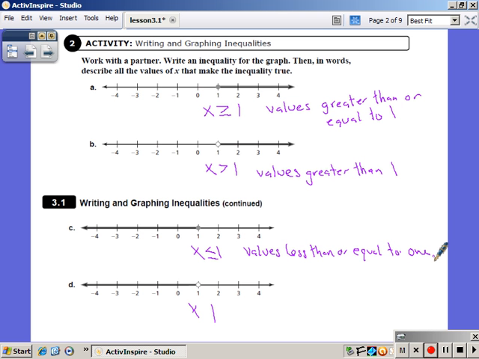The only difference again between C and D is open dot versus closed dot. We still have values less than 1. We can't use that value of 1. So if you see that open dot, that means that particular value is not included as a solution. We are not allowed to use that. 1 isn't less than 1. So an open dot, that endpoint is not included. A closed dot, it is included.